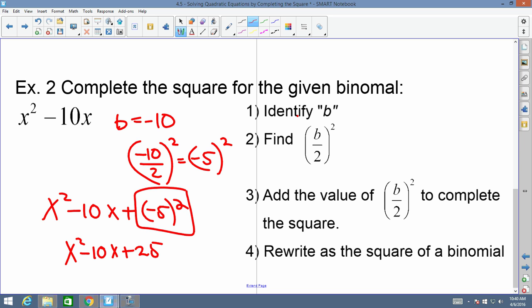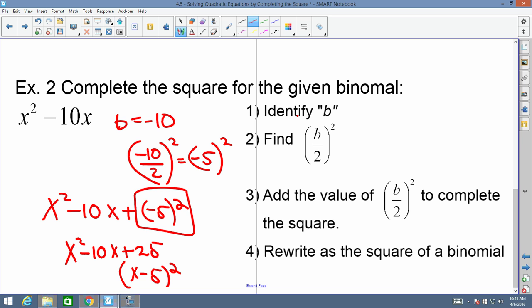Every time we do this, we create a perfect square. So what times what is 25 and when added together is negative 10? So this is x minus 5 squared, and that's it. I completed the square. So go ahead and write that down, please. And then I'm going to show you my way, which I think is infinitely easier, more understandable, and just all around better.